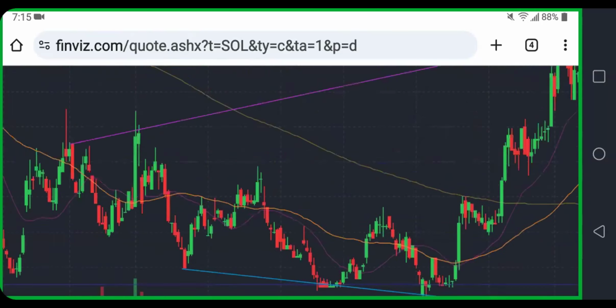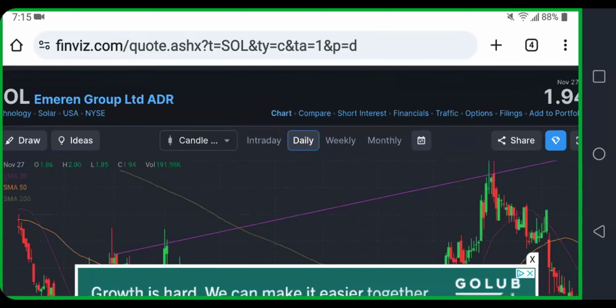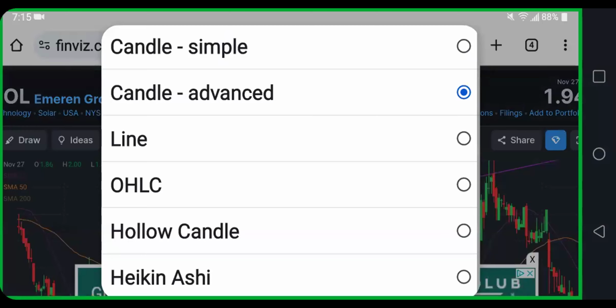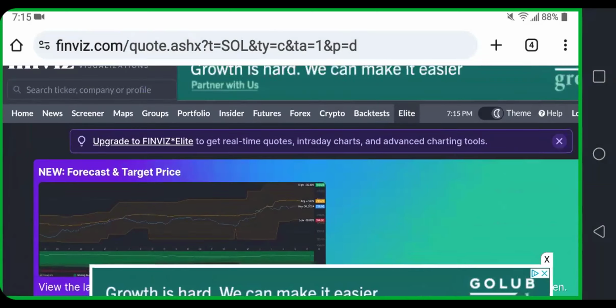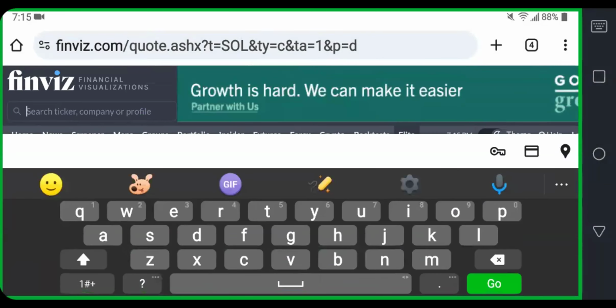So let's go with NVIDIA then. Okay, sir. NVDA.